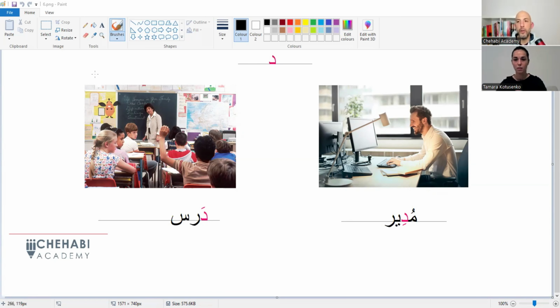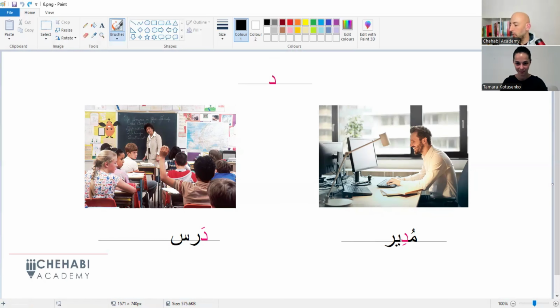The right word is called مدير, mudir. Means manager or director, actually administrator, because in Arabic we have one word for both. The boss of the company is a manager. The one who works in the office or a school, he is a director. In Arabic, mudir, administrator, because he is running the company or running the school or the university. So we write now mudir together.